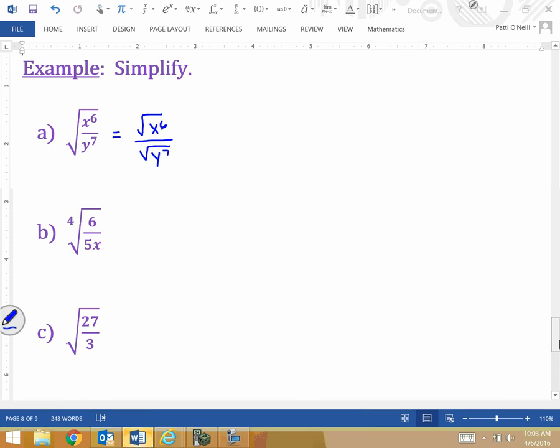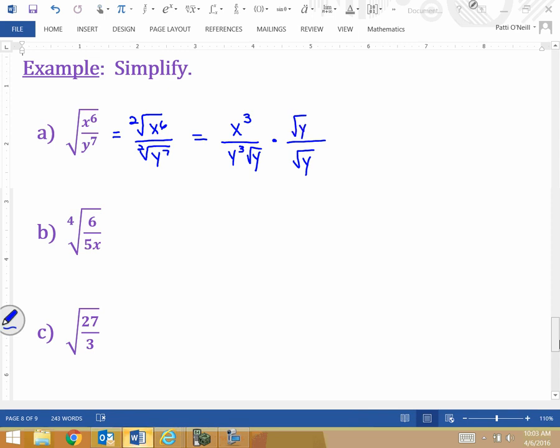You don't have to write this like this all the time, but I want to get your mind thinking it. The square root of x to the 6th, remember our index is a 2, turns out to be x cubed. The square root of y to the 7th, if our index is 2, turns out to be y cubed with 1 y left under the radical because of the remainder. So the problem here is that we have a radical left in the denominator. It's a square root, so I multiply by the square root of y to undo it.